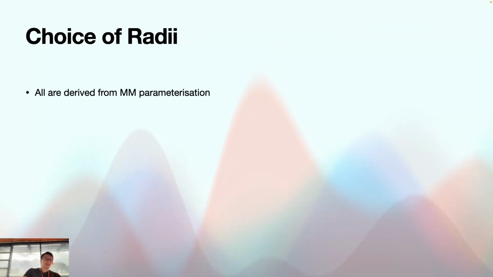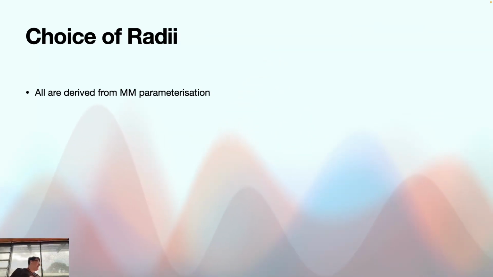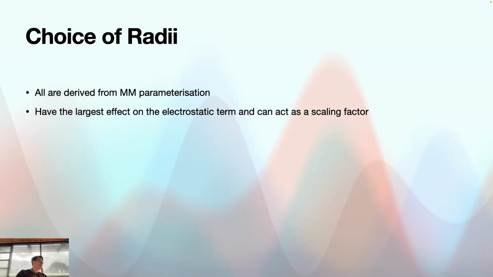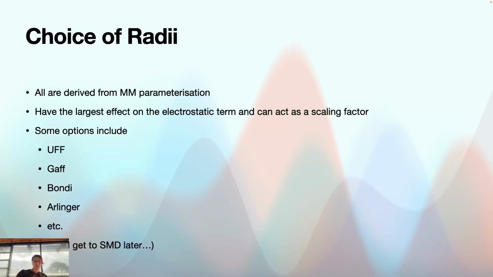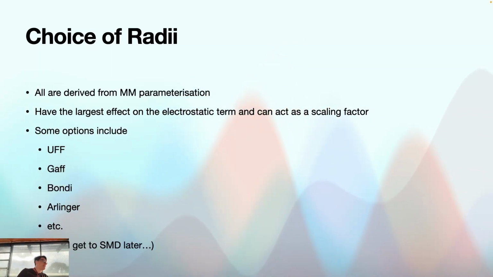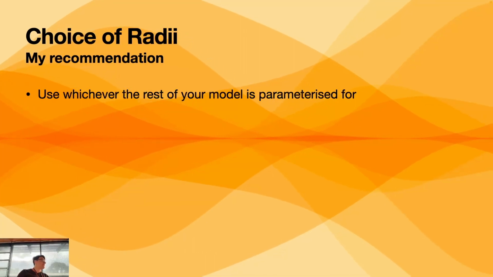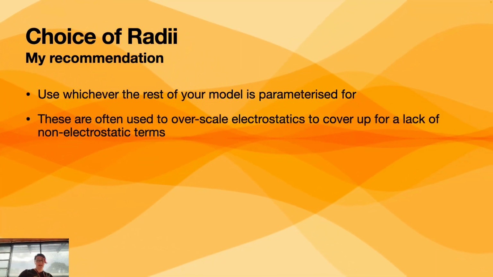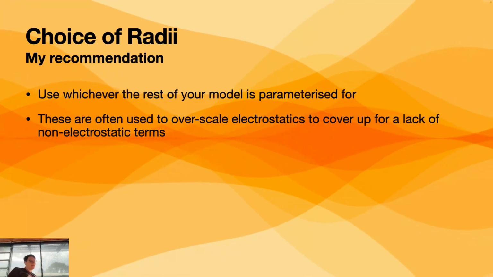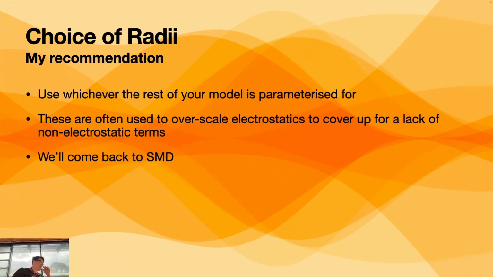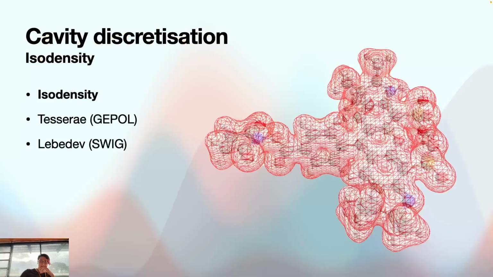Choice of radii: all of these radii are derived from parameterization. These have the largest effect on the electrostatic term and can act as a scaling factor. A lot of people use this to overcount electrostatics to ignore other terms. These are some options. You'll probably recognize some of these from different force fields. My recommendation is to use whichever the rest of your model is parameterized for, which is the simplest bit. These are often used to overscale electrostatics to cover up for a lack of non-electrostatic terms, so be wary of this. We'll come back to SMD because it uses its own scaling factors.